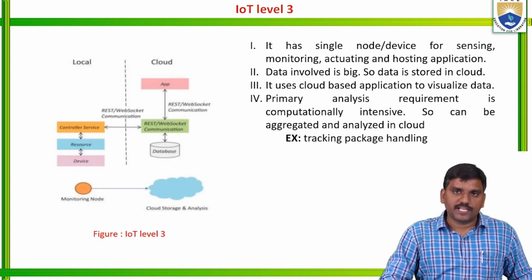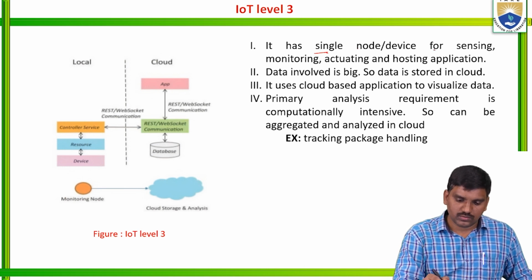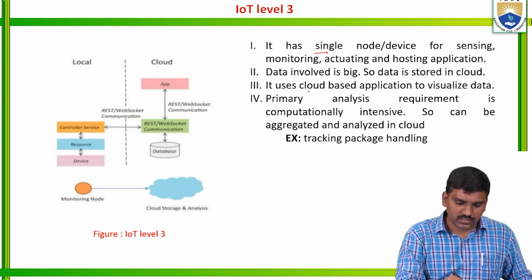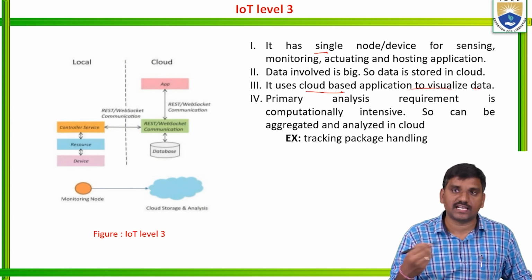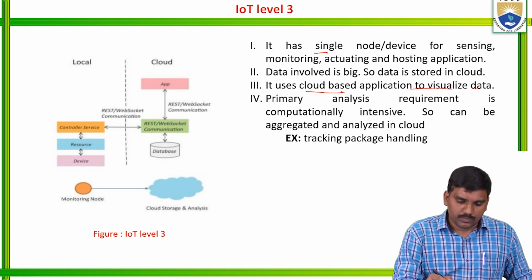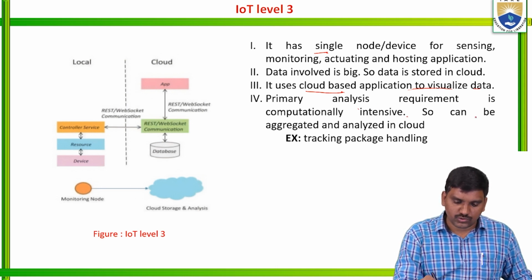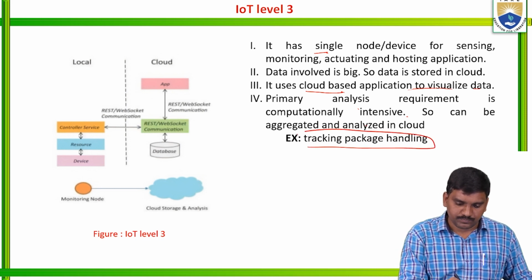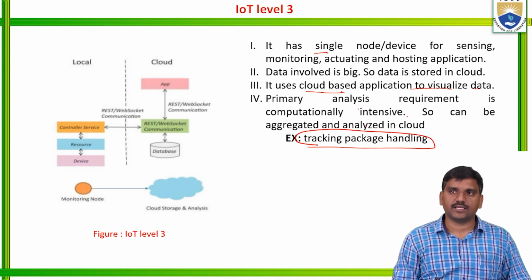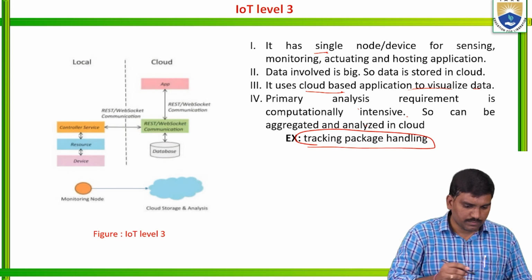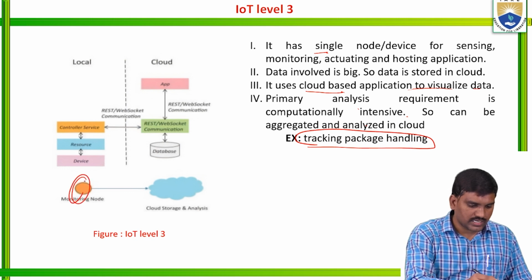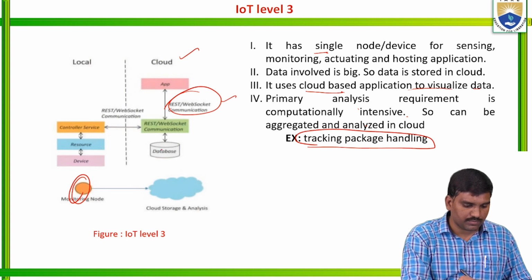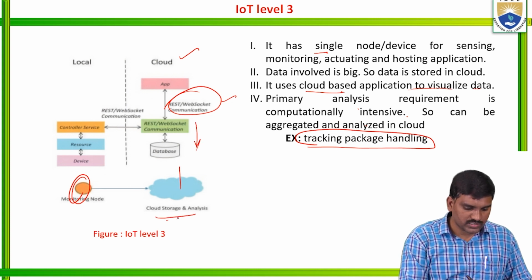Next, IoT level 3. Same, it has a single node for sensing, monitoring, actuating and hosting the application. It is a cloud based application to visualize the data. The primary analysis requirement is computationally intensive, so it can be aggregated and analyzed in the cloud only. The best example for level 3 is tracking package handling. The same process, it has a single node. It has the cloud, same communication protocols, REST and WebSocket, database, cloud storage and analysis.